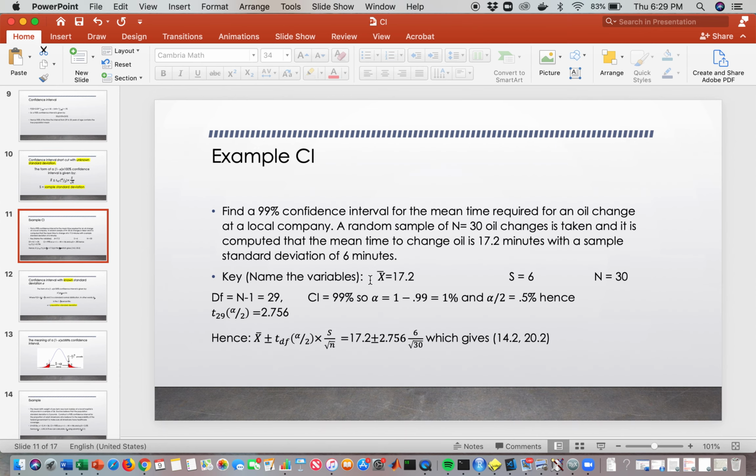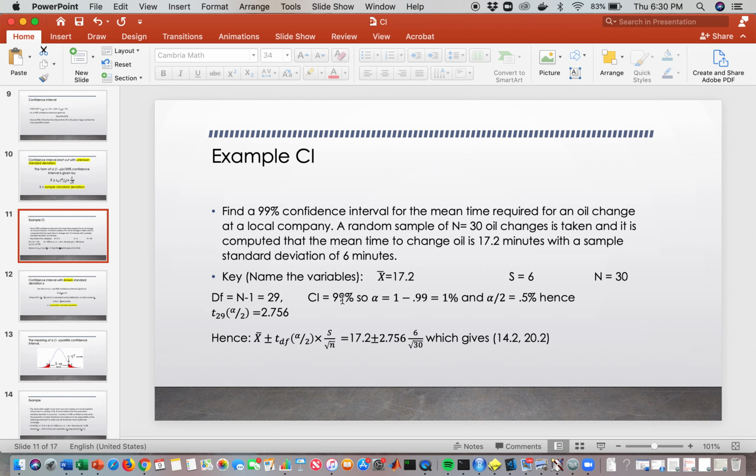Okay, so let's do an example. Find a 99% confidence interval for the mean time required for an oil change at a local company. A random sample of n equal to 30 oil changes is taken, and it's computed that the mean time to change oil is 7.2 minutes with a sample standard deviation of 6 minutes. So we're going to name the variables just as we did before. The 7.2 is the sample average from the data. A sample standard deviation of 6 is given. n is 30, and the degrees of freedom are n minus 1, so 29.